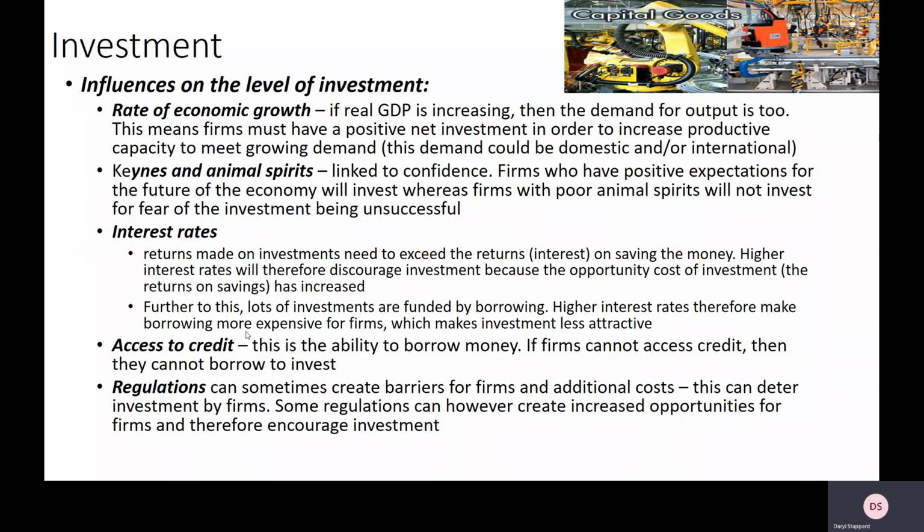Other ideas could be access to borrowing. So, for example, if banks become more keen to lend to businesses, then it means that businesses are more able to borrow to fund more investment. So that's what we call access to credit.